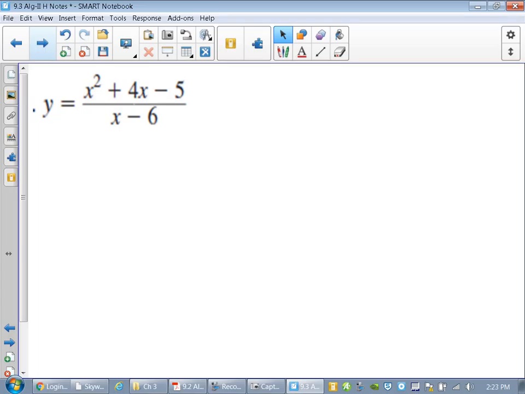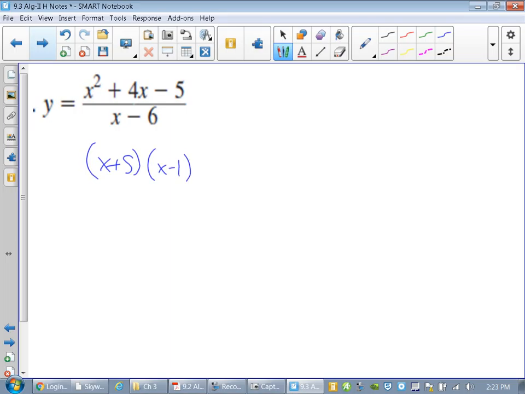5 and negative 1. So if I factor, I get x plus 5, x minus 1. So I'm going to have x-intercepts at negative 5 and 1. You okay with that? Now I go to the next thing. My vertical asymptote is at the zero of the denominator. So my vertical asymptote is going to be at x equals 6.